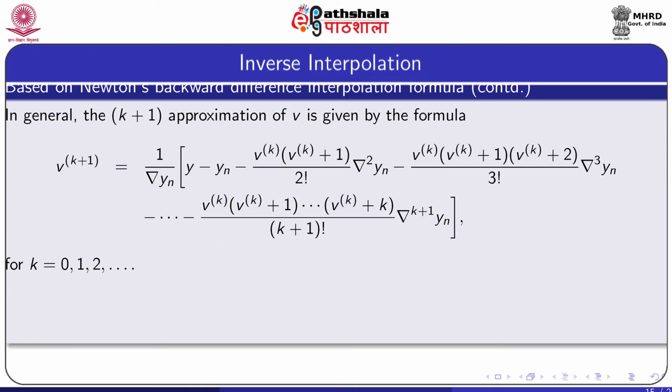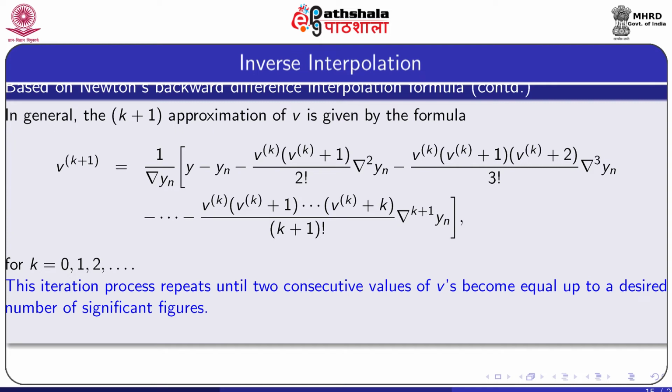In general, the k plus 1 approximate value of v, which is denoted by v k plus 1, is equal to 1 by nabla yn into y minus yn minus vk into vk plus 1 whole divided by factorial 2 into nabla 2 yn, and the last term is vk into vk plus 1 up to vk plus k whole divided by factorial k plus 1 into nabla k plus 1 yn, and this formula is valid for all k equal to 0, 1, 2 and so on.